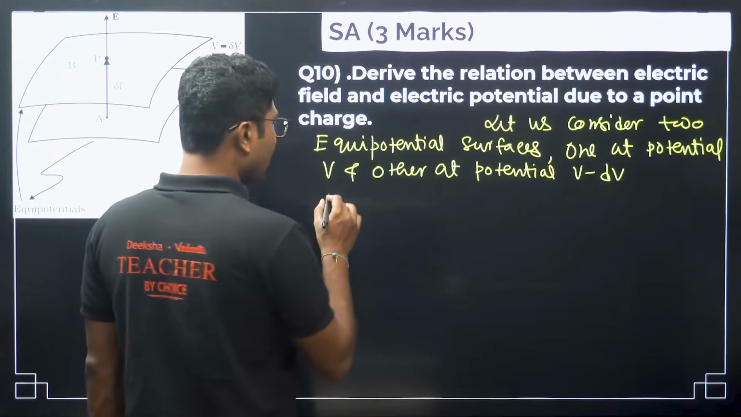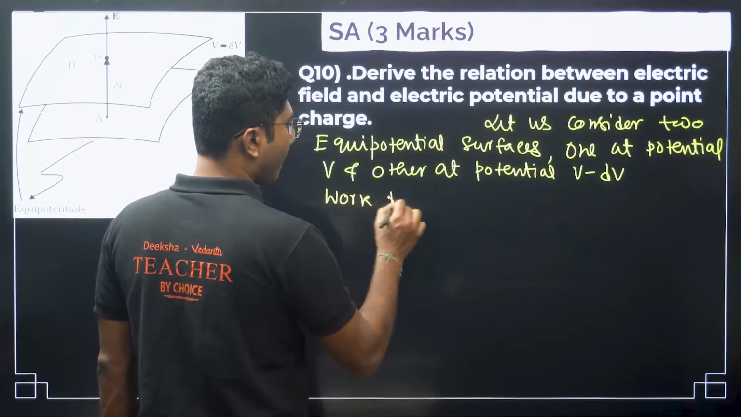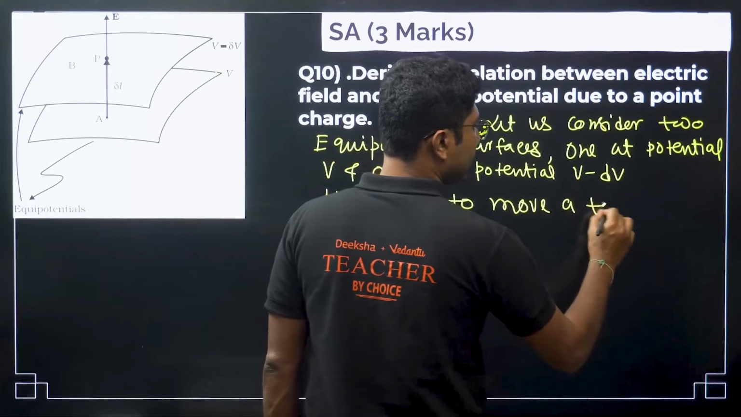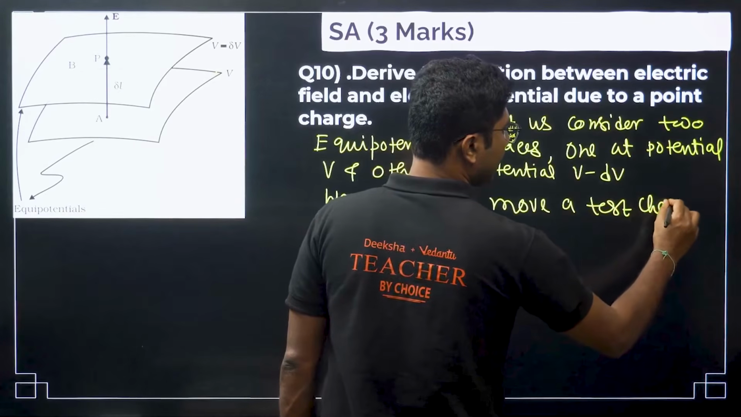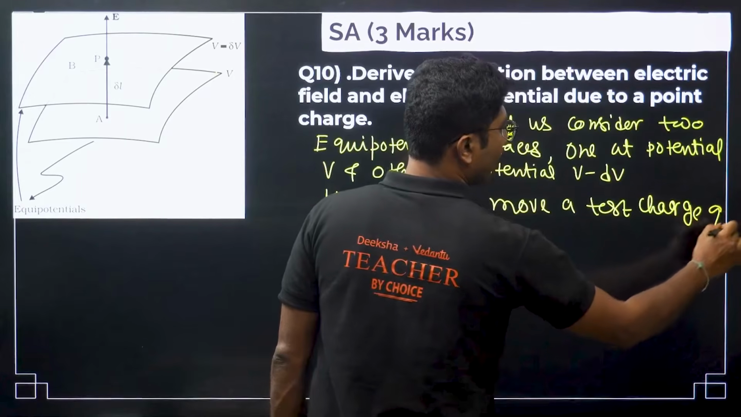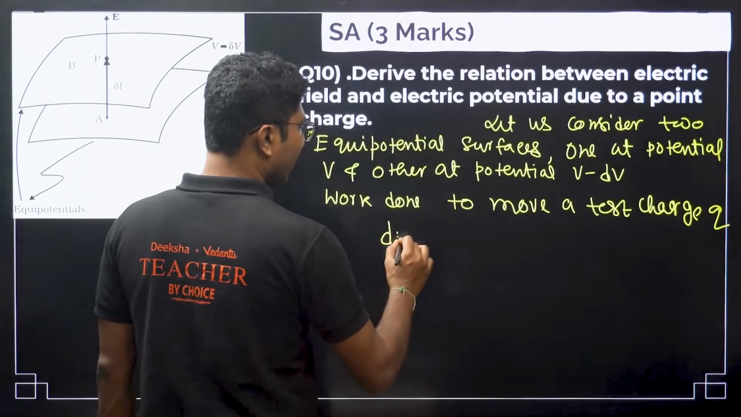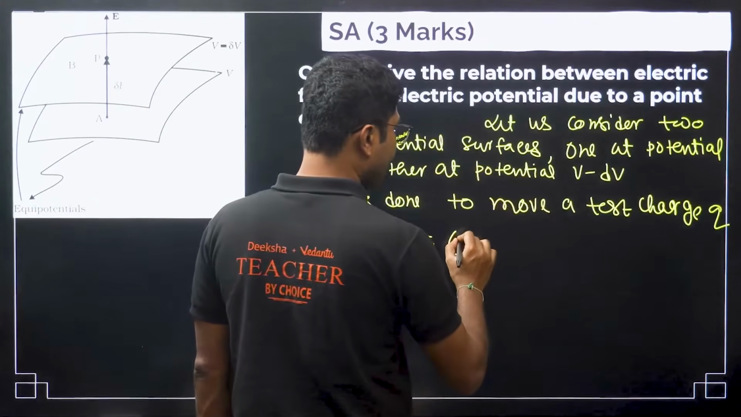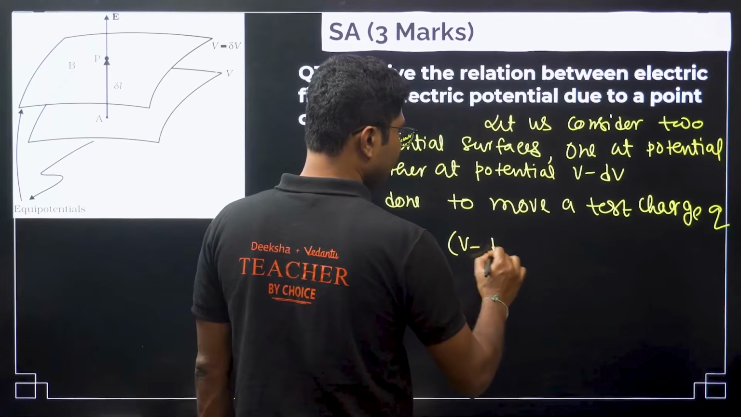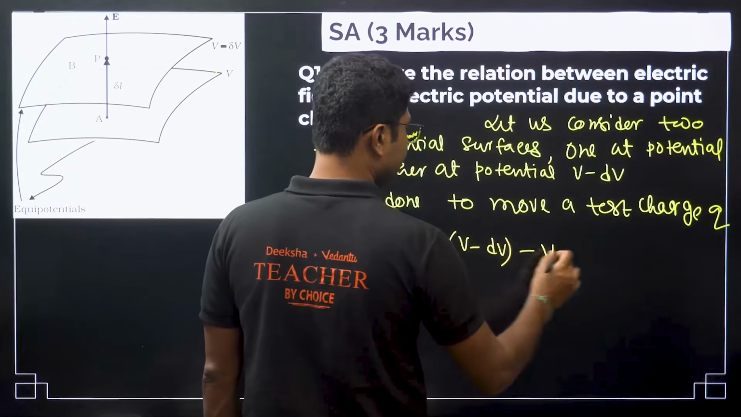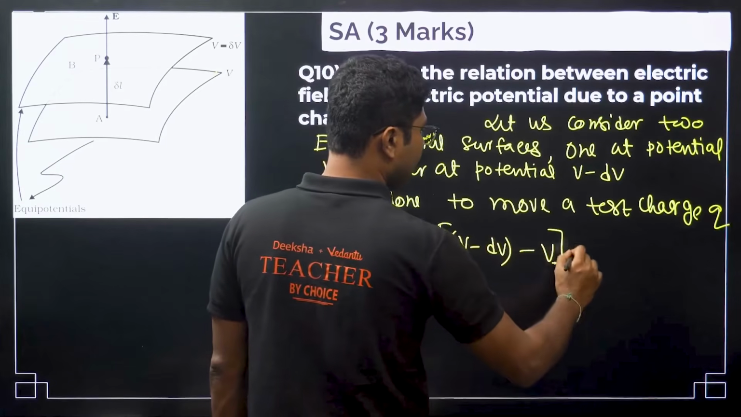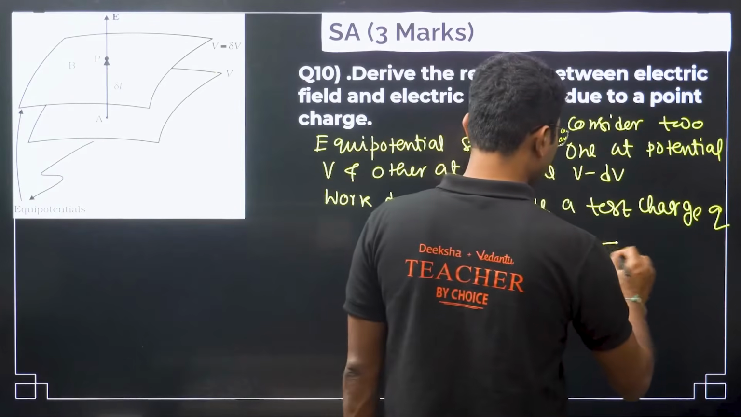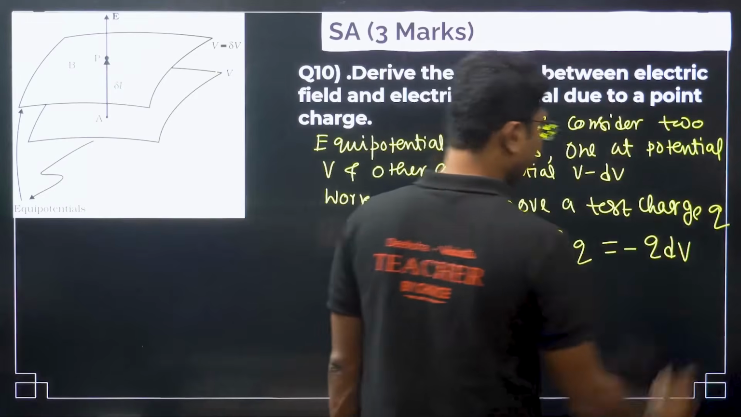So what is the work done? Work done to move a test charge Q. What is work done? dW will be given by, work done is basically the difference in potential, final potential minus initial potential, times the charge. This is the work done. Okay, so this will be minus Q dV.